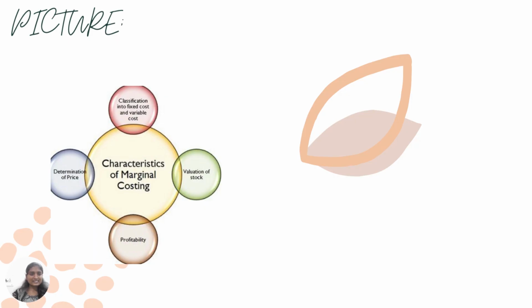The image says characteristics of marginal costing, that is, classification into fixed costs and variable costs. Another characteristic is valuation of stock, and the other characteristic of marginal costing is profitability. Next, determination of price. So, this is small information about marginal costing.